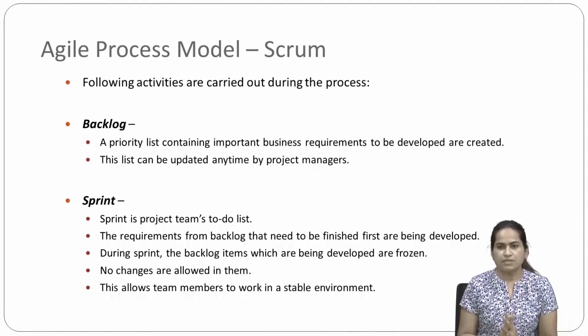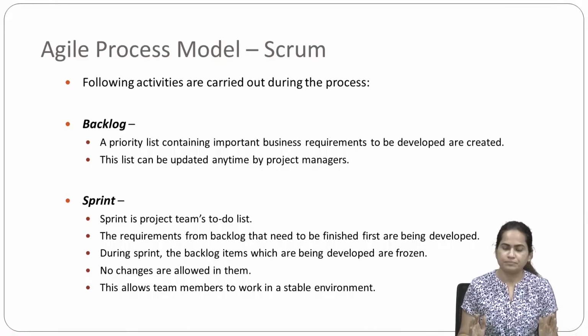Some activities are carried out during the whole process. The first one is backlog. What do you mean by backlog? A priority list containing important business requirements which are to be developed. That list is created, and it is called the backlog. This list can be updated anytime by project managers.